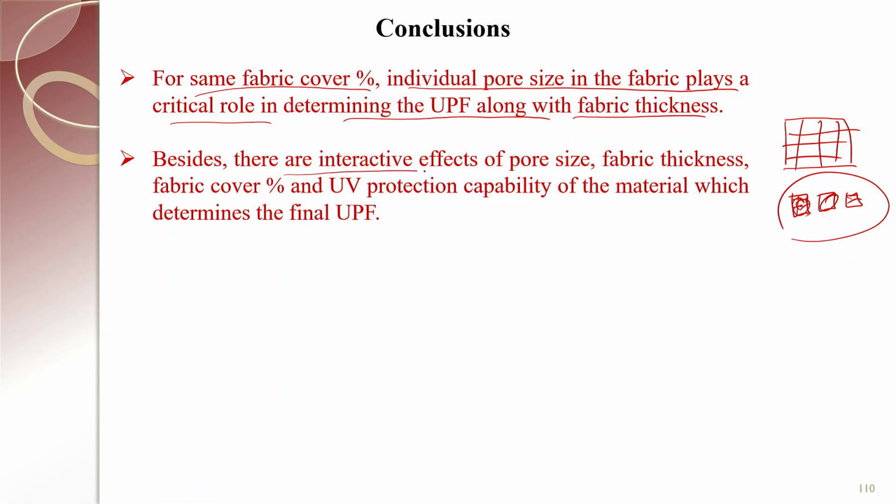Besides, there are interactive effects of pore size, fabric thickness and fabric cover, and the UV protection capability of the material, which determines the UPF. The UV protection capability of a particular material also matters, like polyester has higher UPF than cotton. So, we have to engineer the fabric keeping all these things into consideration.